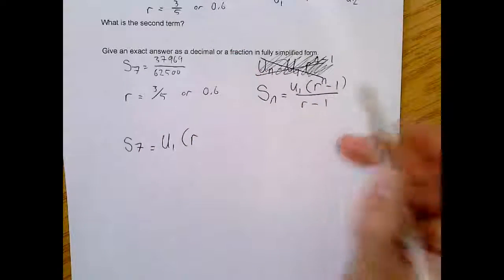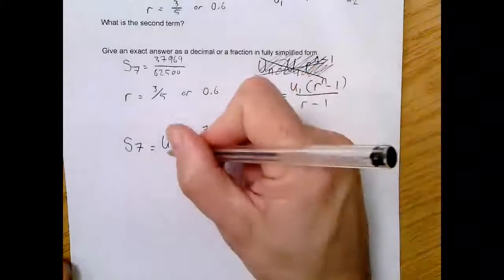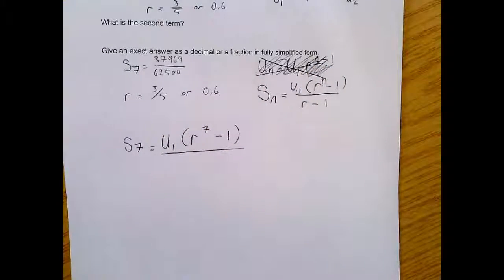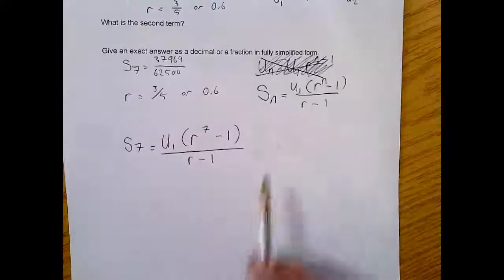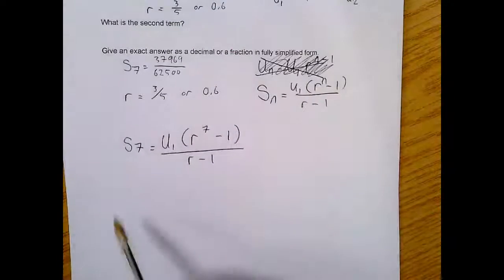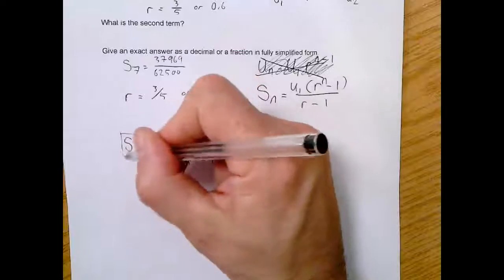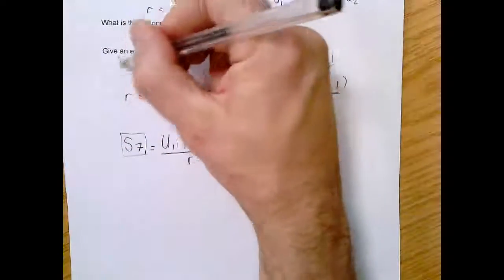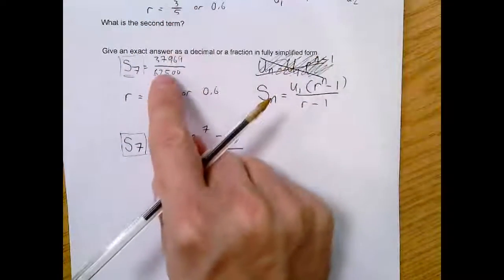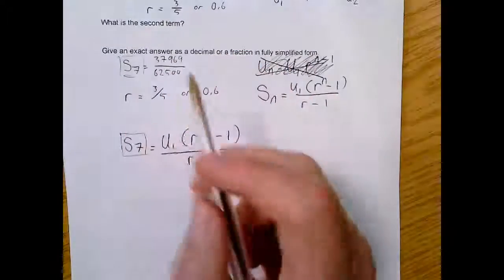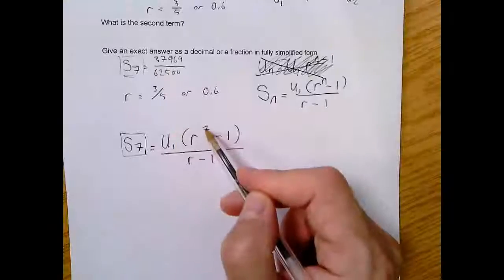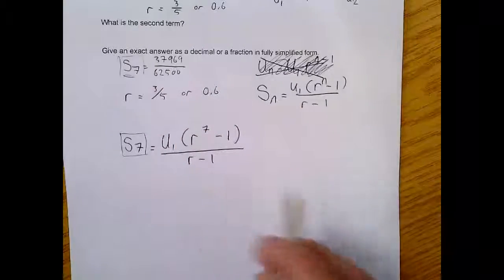The n becomes a 7, right? And then we divide by r minus 1. And now we can look at this and do some bigger substitutions. For instance, this whole shebang here, s sub 7, we know that is the same as this fraction right here, okay? We really want to be careful, because the mistake I see a lot is that students try to take this and stick it up here, and that's not what we want to do, okay?